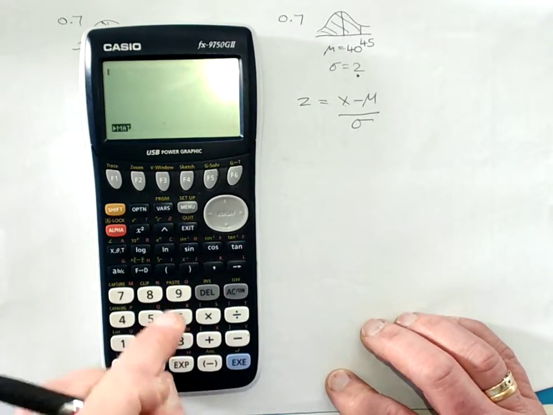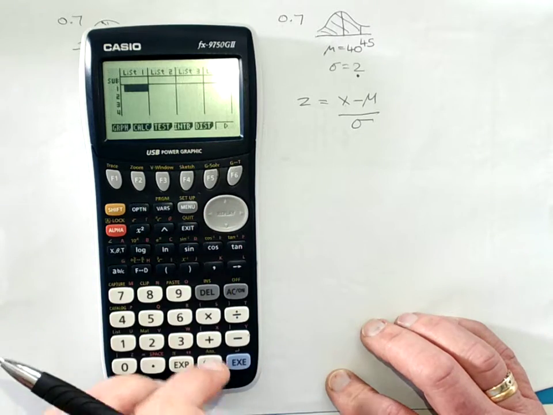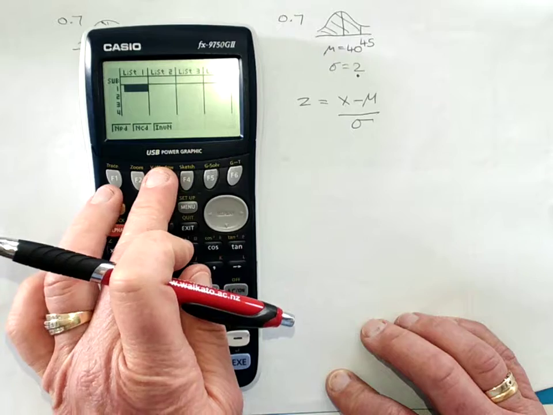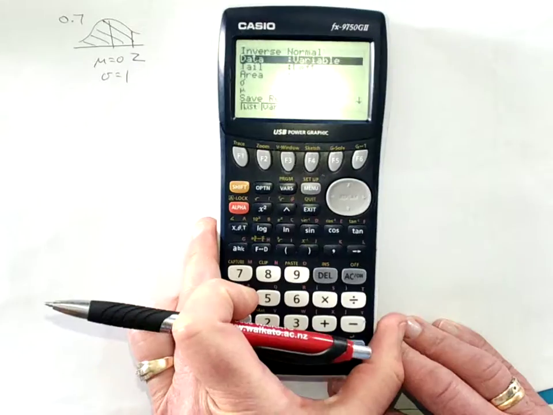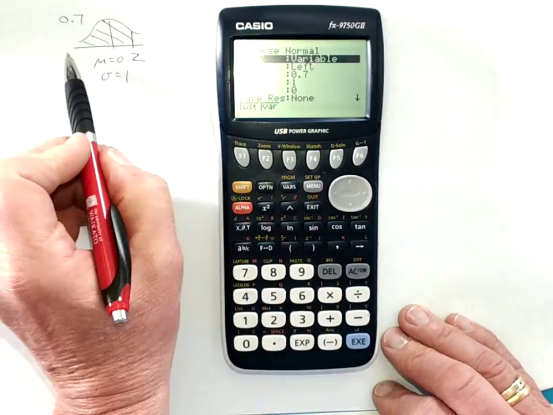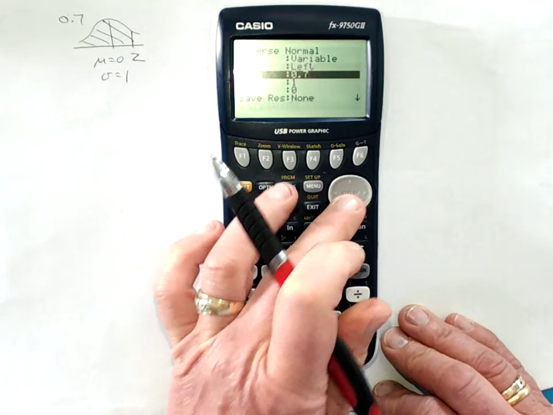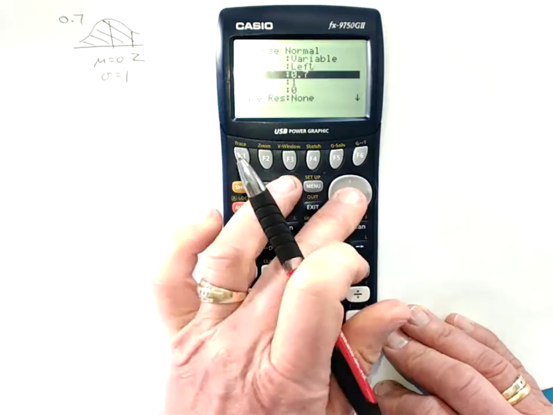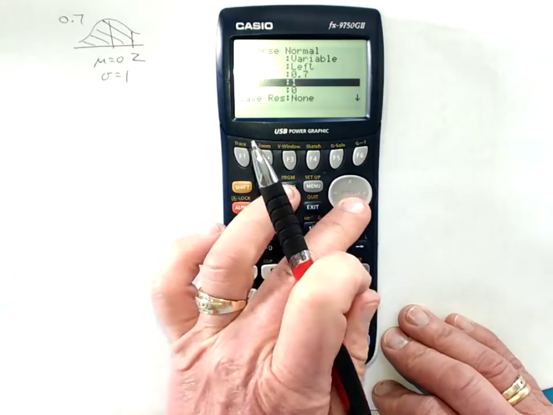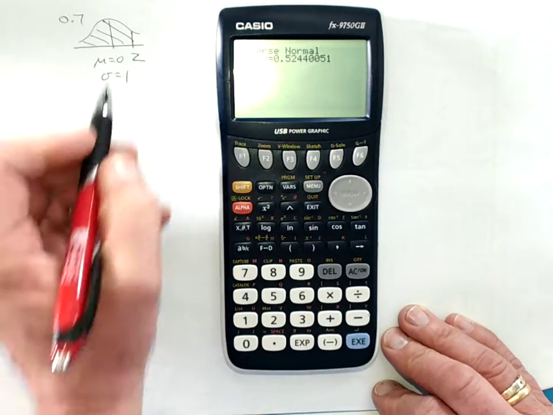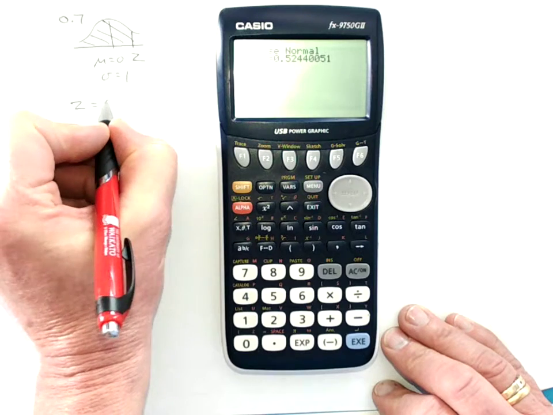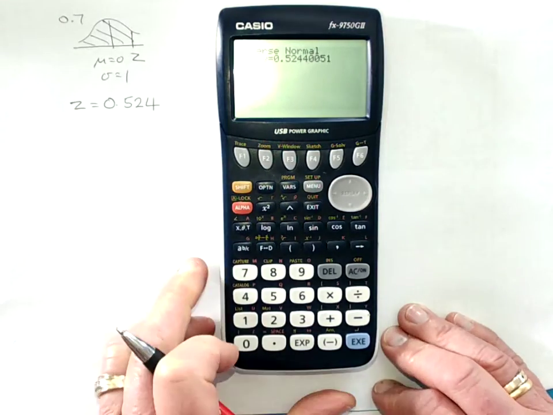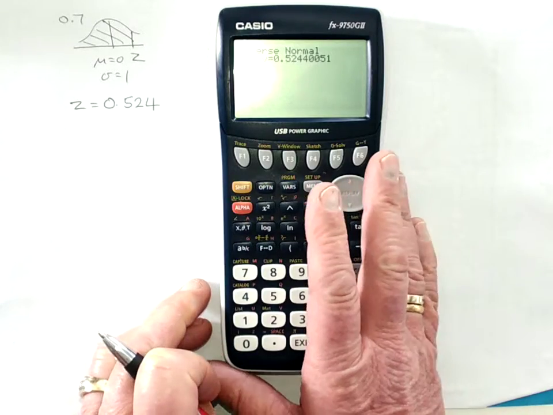So on our calculator we go to stat mode, distribution, normal, and we're going to do an inverse normal problem because we already know the probability. So the tail is coming through from the left, the area is 0.7, the standard deviation is 1, and the mean is 0. And that tells us the Z value is 0.524, which is sufficient for 3 significant figures.